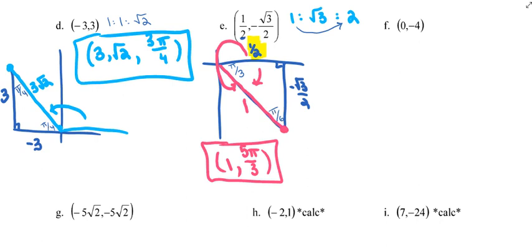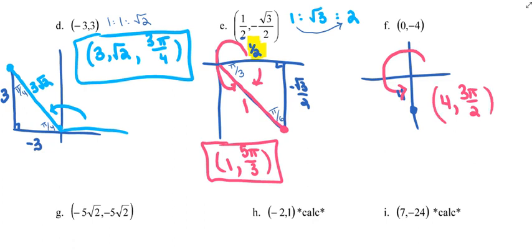All right, letter F says 0, negative 4. I'm loving this one right off the bat because I end up right on one of those axes. So my length, 4 units away from the origin. My angle measure here going to be 3 pi over 2. But again, I could also call that 4 comma negative pi over 2. That would work just as nicely. Any one of those 4 different coordinates is going to be enough to get the job done.